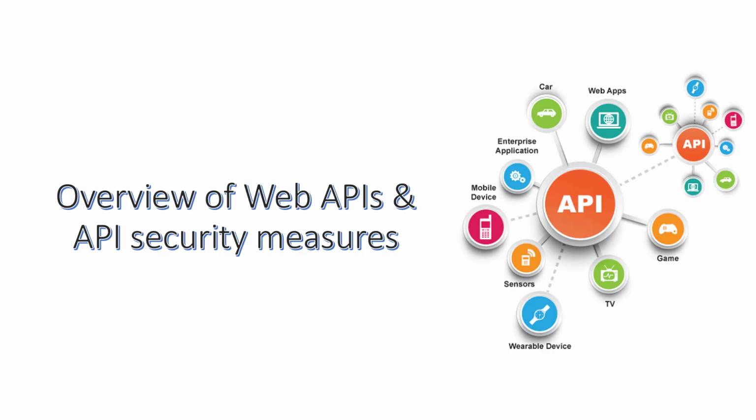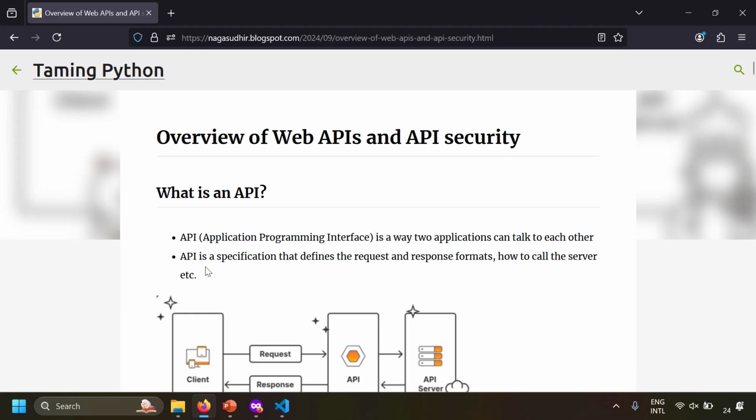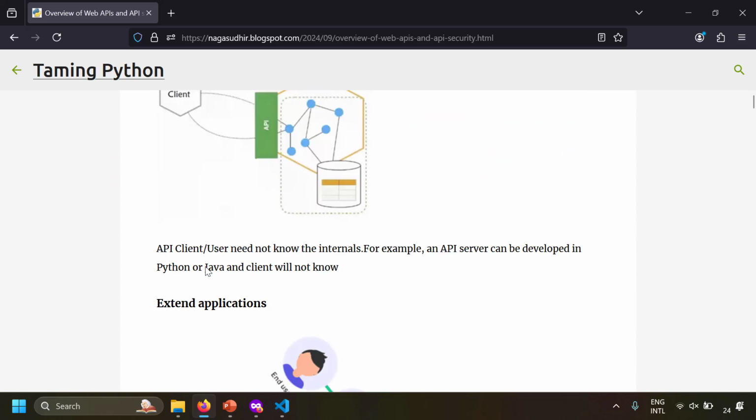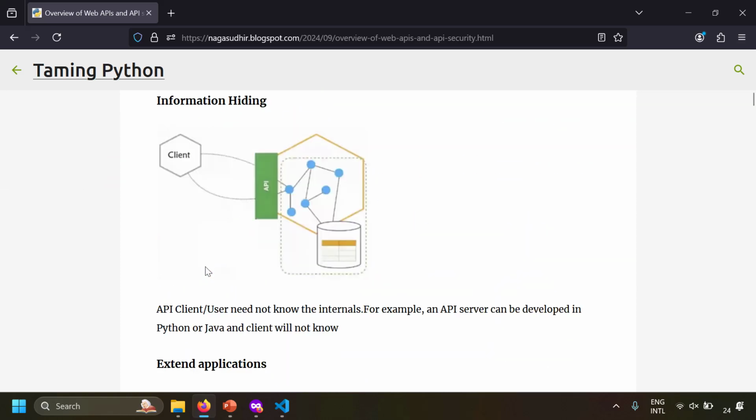So that's it, guys. We have talked about what is an API, web API, how to access an API, what are the tools to access web APIs, how to host APIs, and how can you do some basic API security measures. You can see I've created a blog post on the overview of web APIs and basic API security measures. The whole content of this video is present in this blog post.